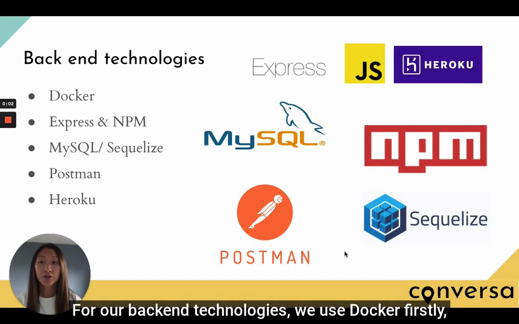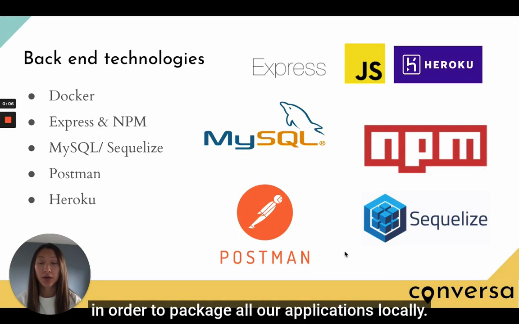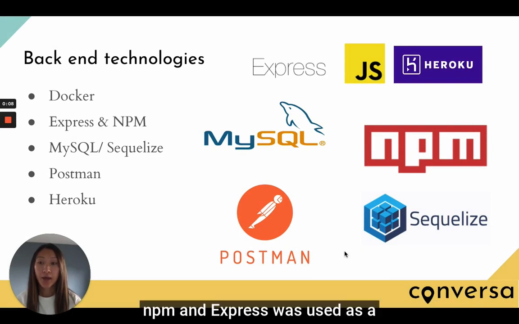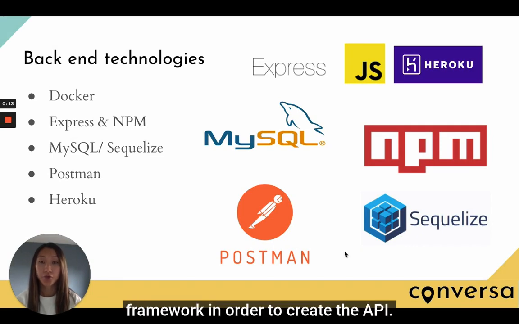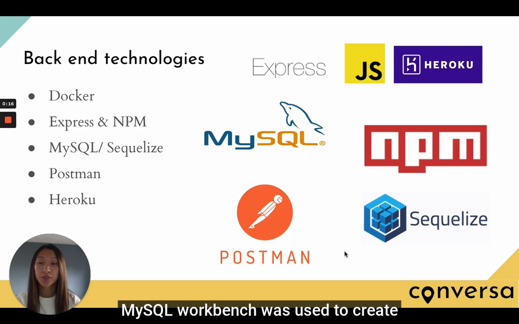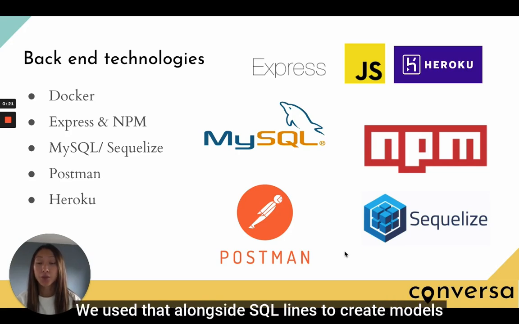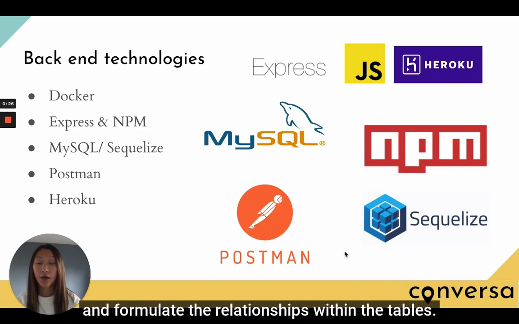For our backend technologies, we use Docker firstly in order to package all our applications locally. npm and Express was used as a framework in order to create the API. MySQL Workbench was used to create the database and look at the data. We used that alongside Sequelize to create models and formulate the relationships within the tables.